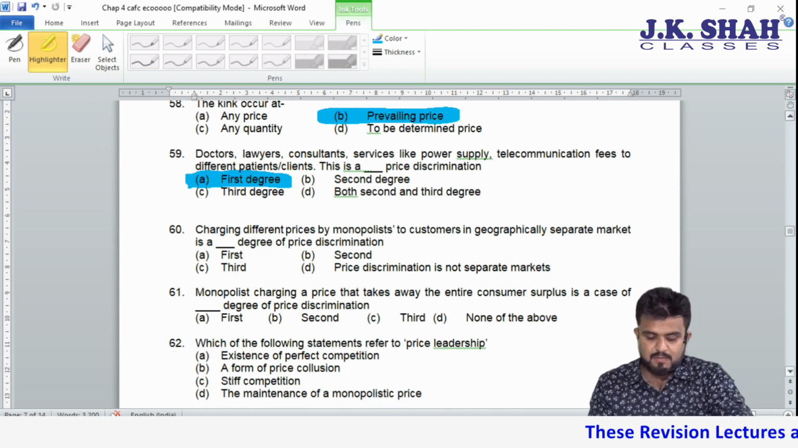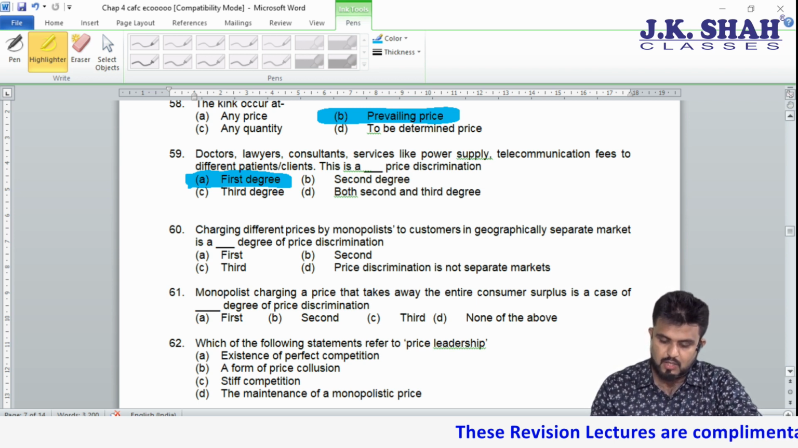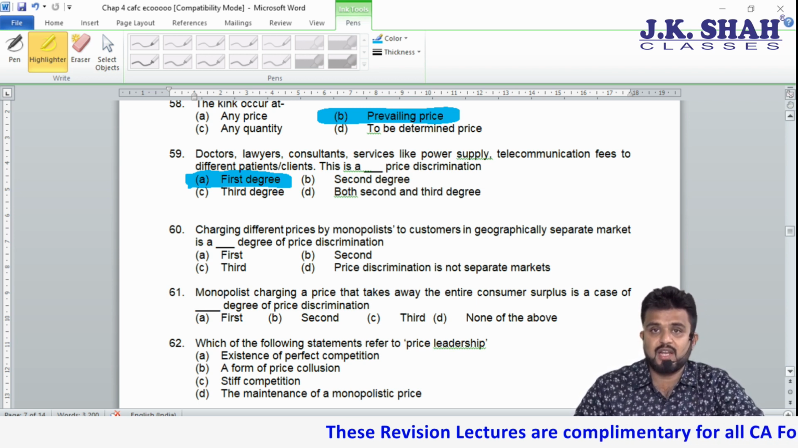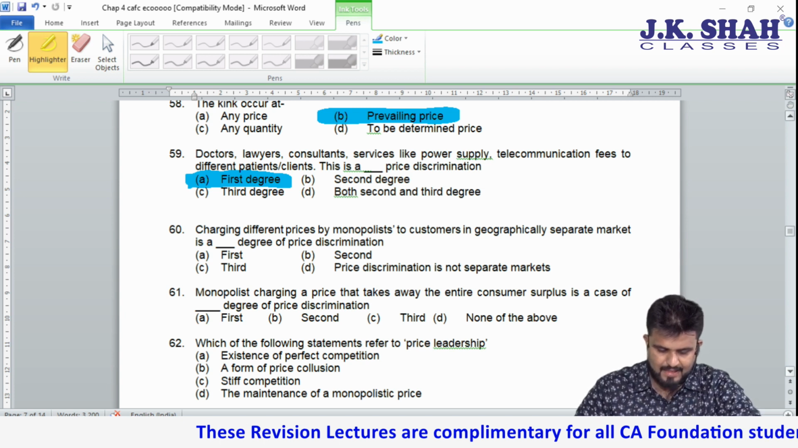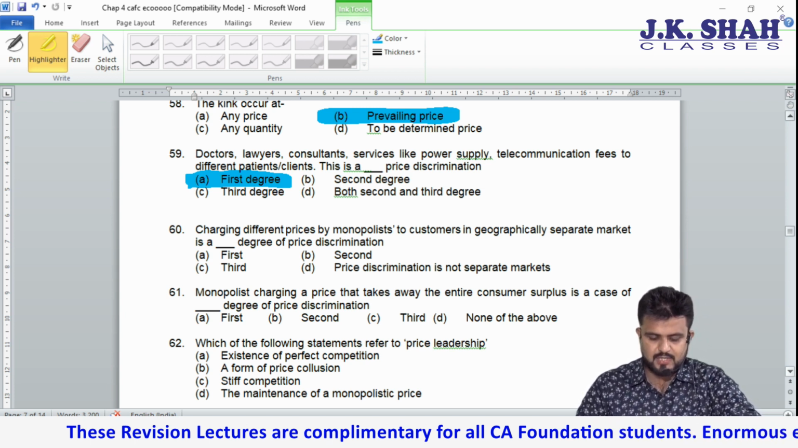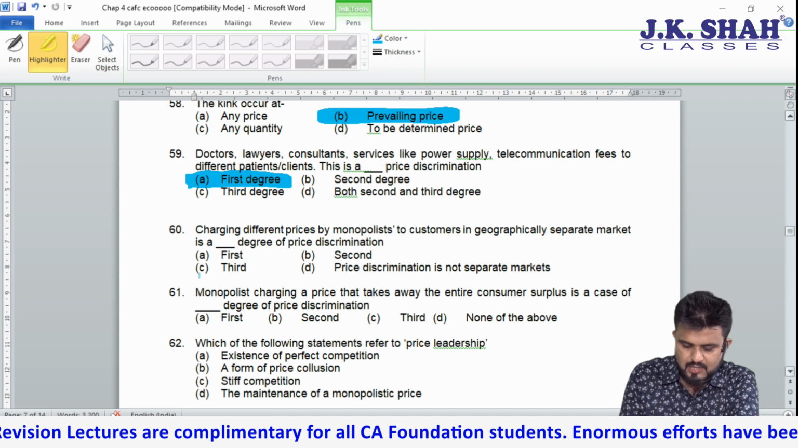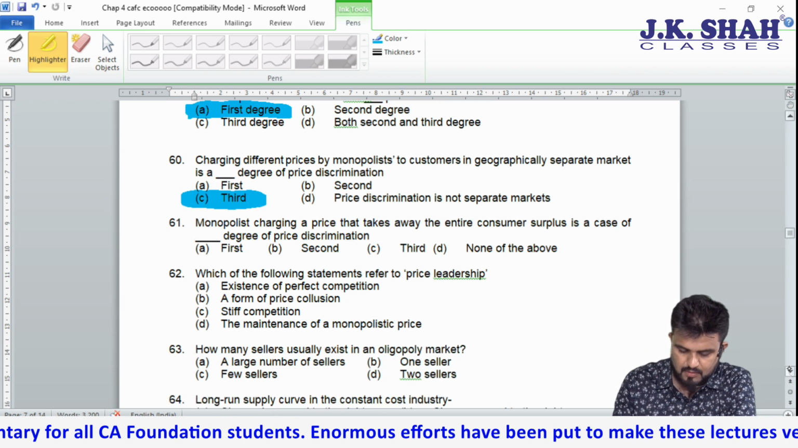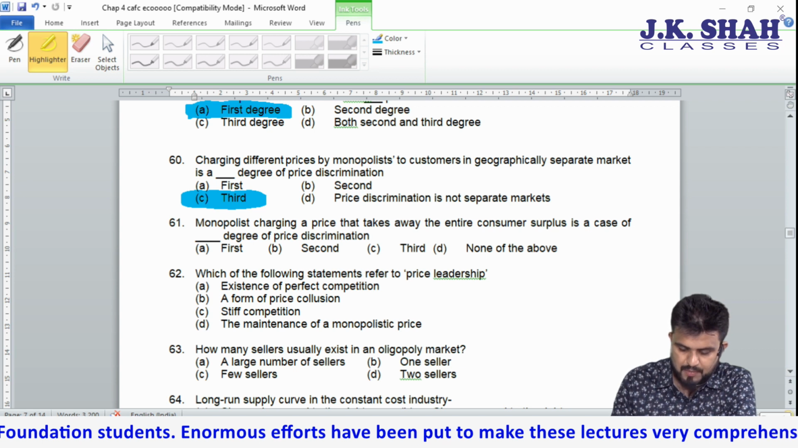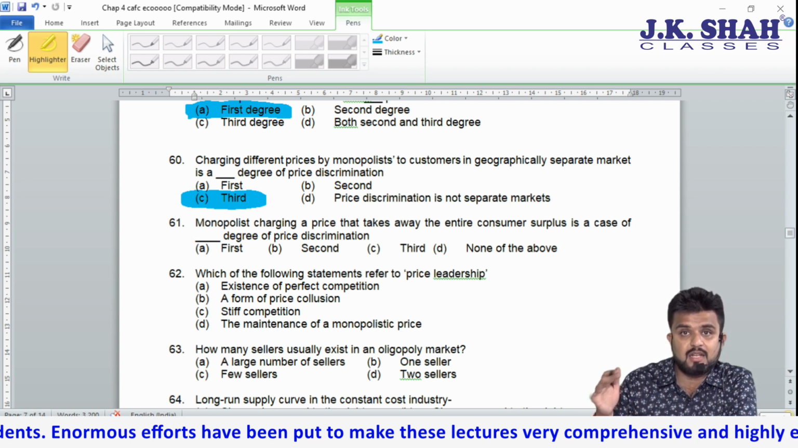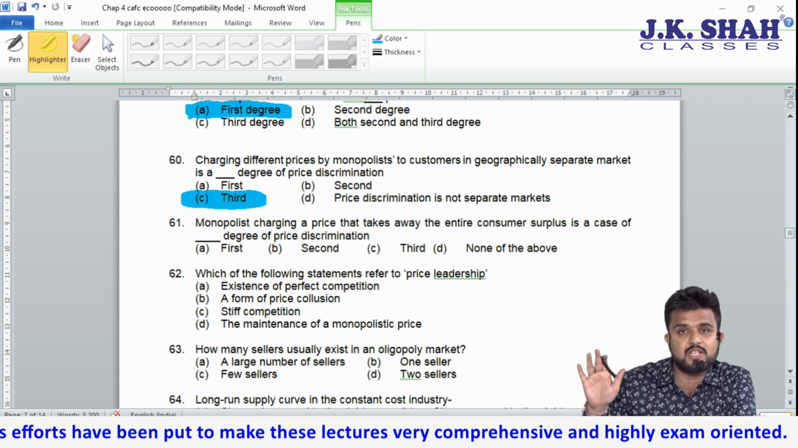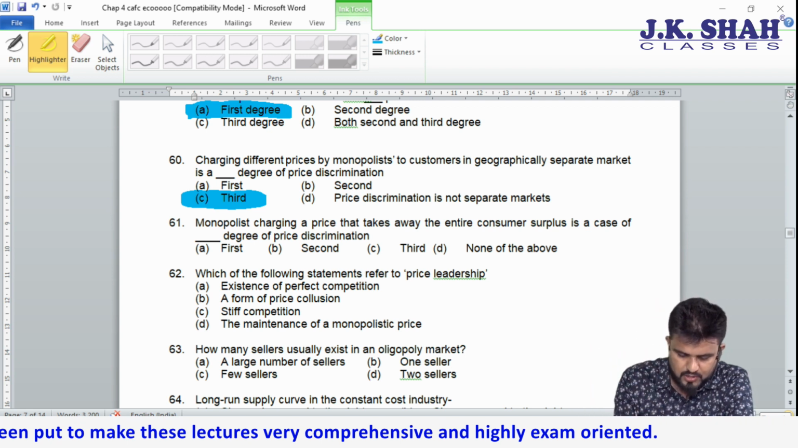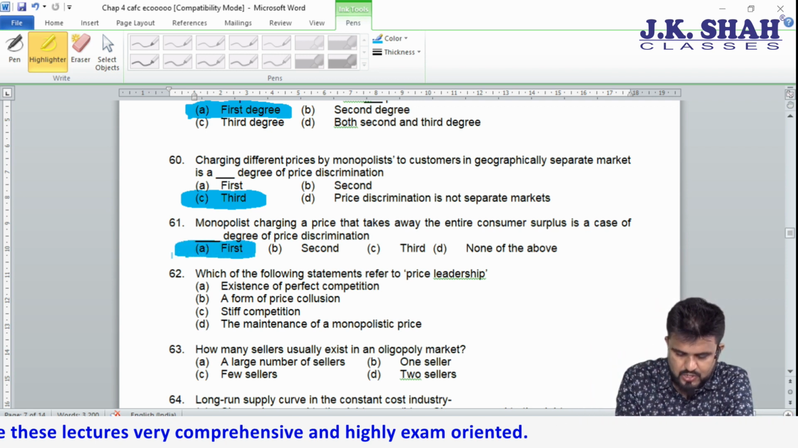Charging different prices by a monopolist to customers in geographically separate markets is a dash degree of price discrimination. Students, here the answer is third degree. We have already done this. A monopolist charging a price that takes away the entire consumer surplus, a very high price will be charged. First degree price discrimination is the answer.